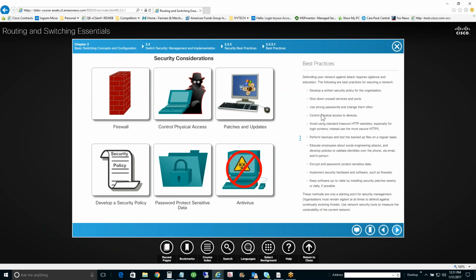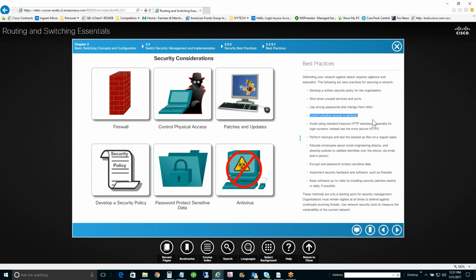So best practices are listed here, and read through these. Some of these are common sense. Some of these are specific configuration tasks you should plan on doing. One thing: shut down unused services and ports. Don't allow a switch to do something you don't need it to do. Use strong passwords for your management passwords. Don't make them password, or even the name of your dog, or even your birthday, because that stuff can be obtained.